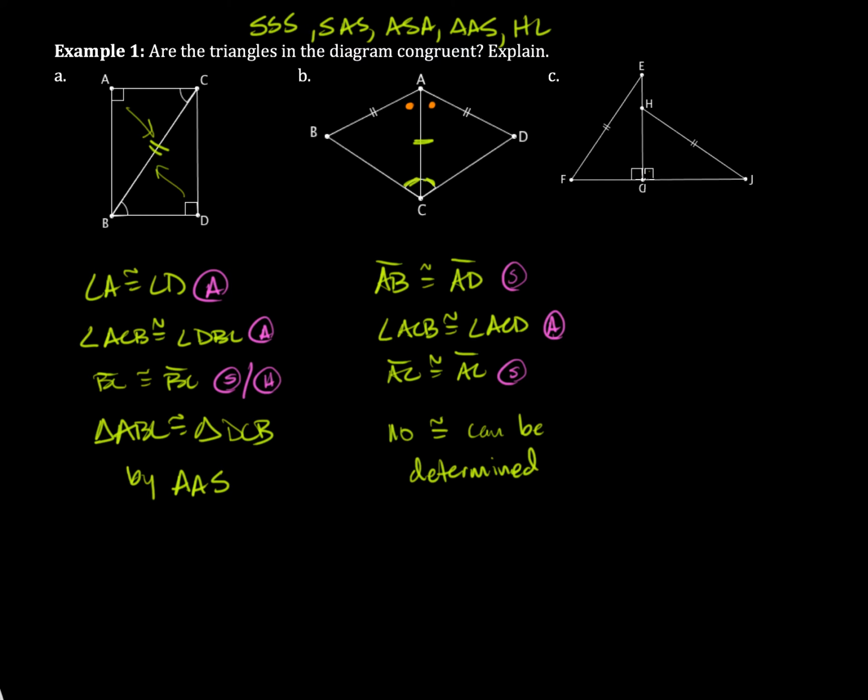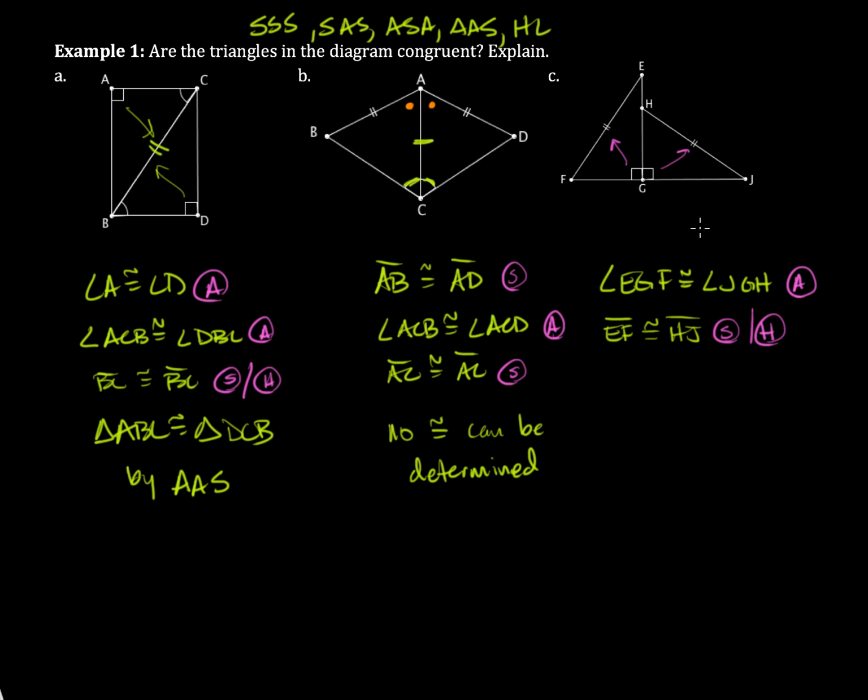In example C, again, I have two right triangles. So I might be thinking that HL is a possibility. But I also have a pair of sides here. So let's say we have angle EGF that would be congruent to angle JGH. So that is a pair of angles, and it also opens the door for hypotenuse leg because they're right angles. And then I have segment EF congruent to segment HJ, which is a pair of sides, but you'll notice those are also the hypotenuses of the two right triangles. So I can maybe say that that's also my hypotenuses.